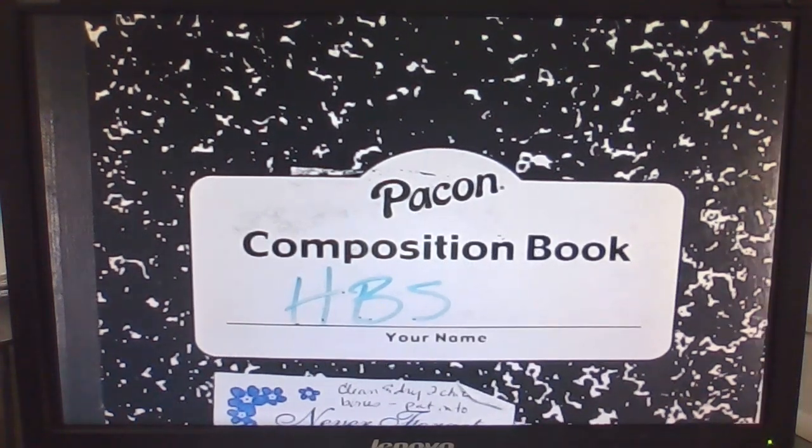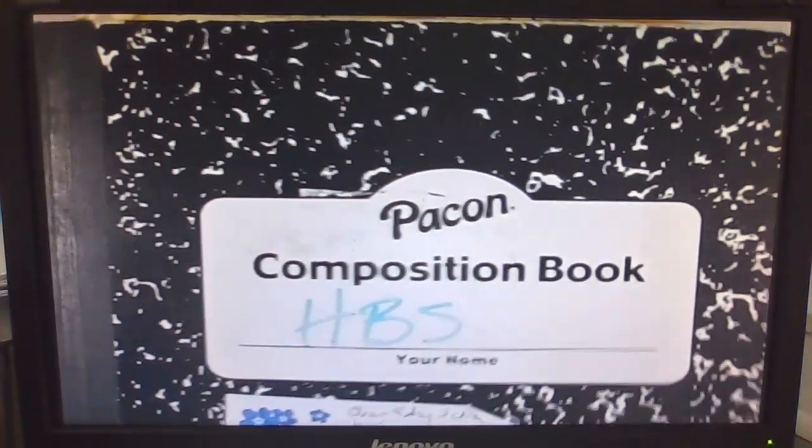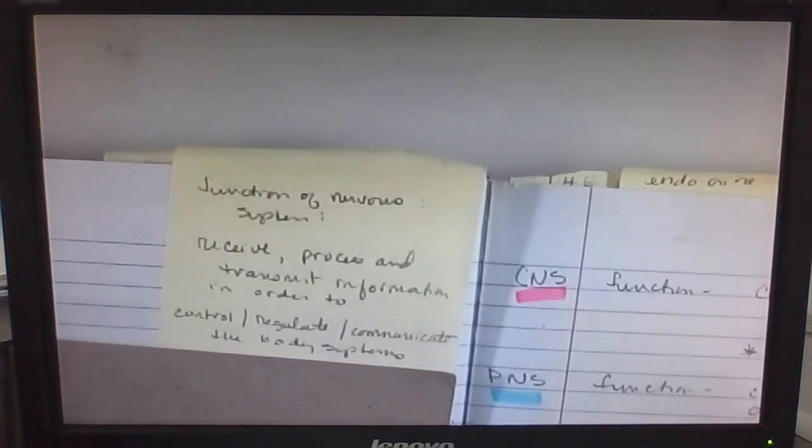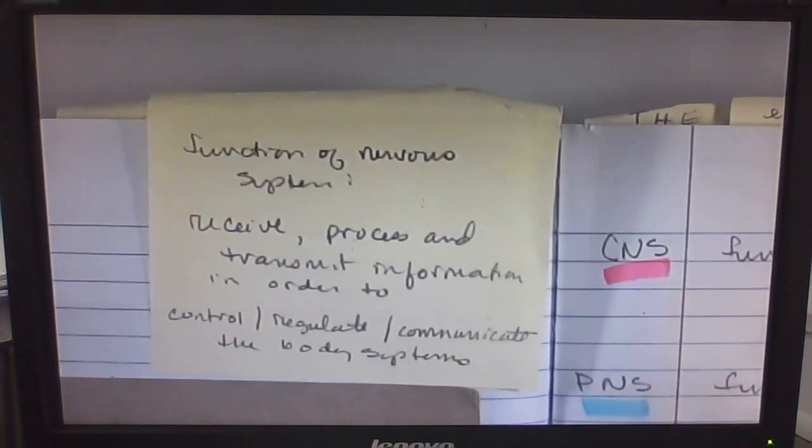These notes go in your HBS course file. This is for the nervous system, and so I have another little sticky note. Post it on the top so I can easily get to that section of my comp book.